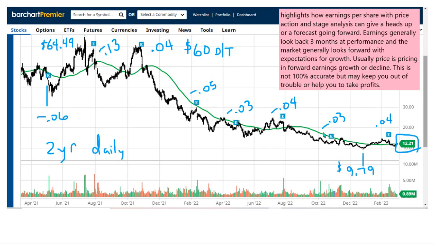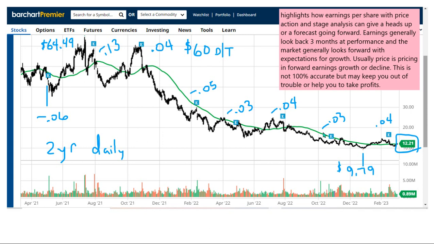This chart highlights how earnings per share with price action and stage analysis can give a heads up on a forecast going forward. So earnings generally look back 3 months at performance, and the market generally looks forward with expectations for growth. So it's kind of a weird thing that there's all this hype around earnings, which are looking back in time, yet the market is looking forward. Usually pricing in forward earnings growth or decline. This is not 100% accurate, but may keep you out of trouble or help you to take profits.